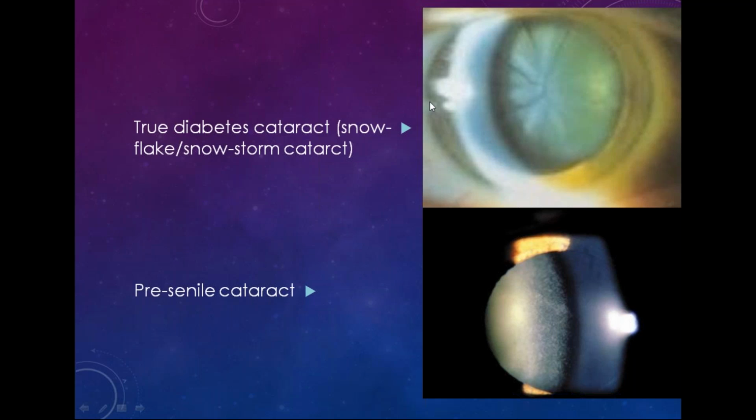True diabetic cataract. This is a picture showing true diabetic cataract, also known as snowflake cataract or snowstorm cataract. This is the difference between true diabetic cataract and senile cataract.